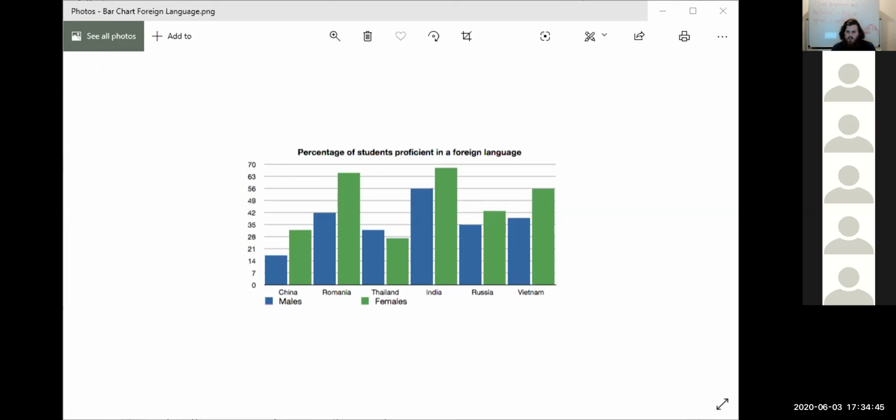What do you notice? Yeah, females show better proficiency in foreign language than males. Yep. Showed a higher proficiency level for foreign languages than males, except where? Except Thailand. Great, with the exception of Thailand. Wonderful.